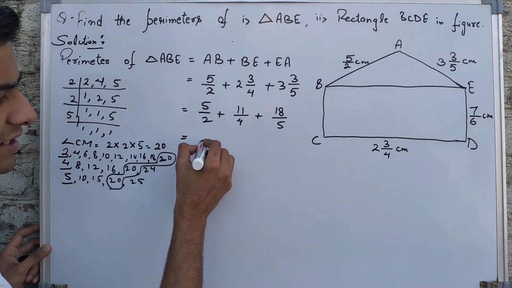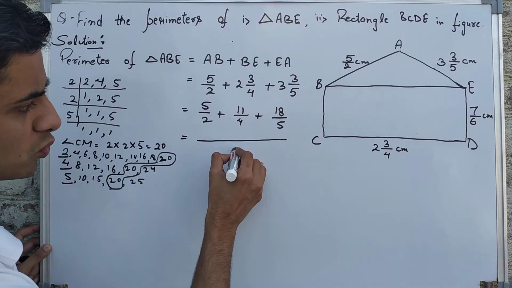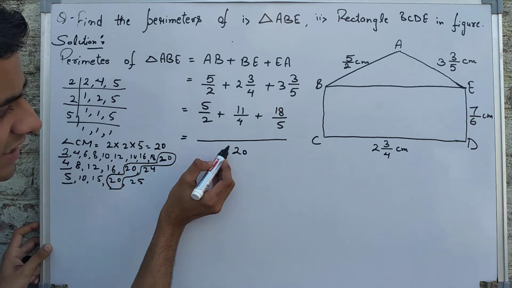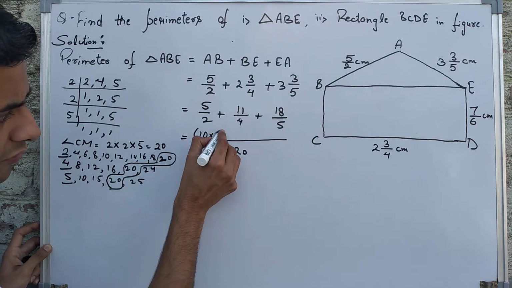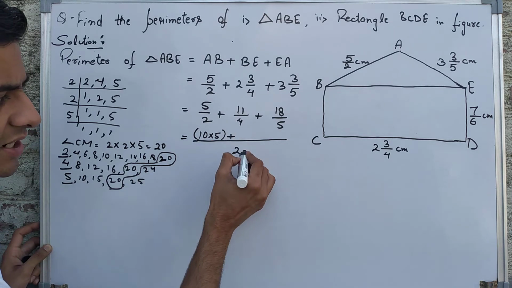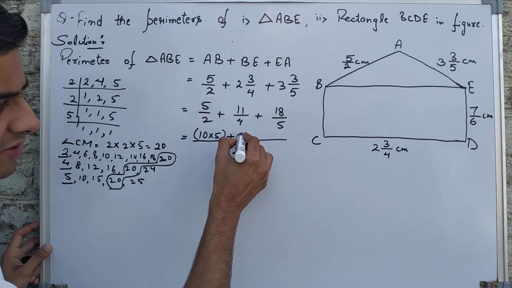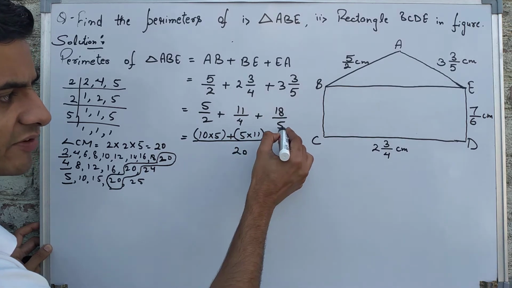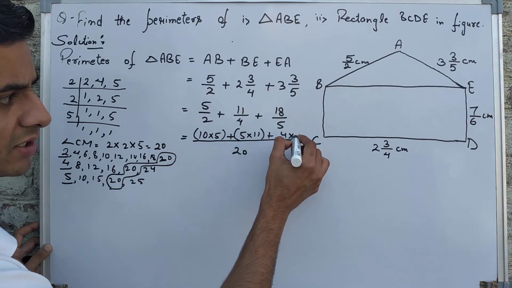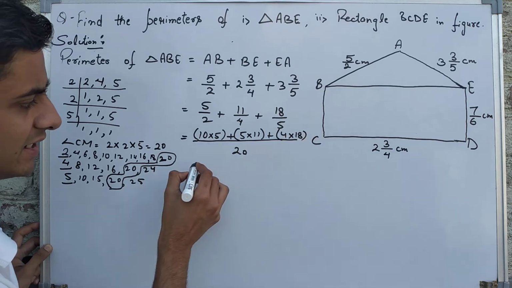So we made the denominator equal to 20. 20 divided by 2, 10 into 5, plus 20 divided by 4, 5 into 11, plus 20 divided by 5, 4 into 18.